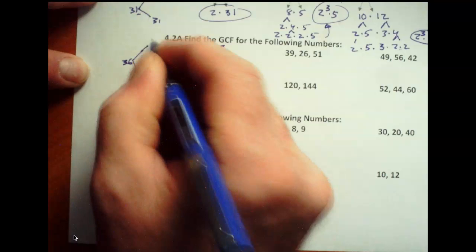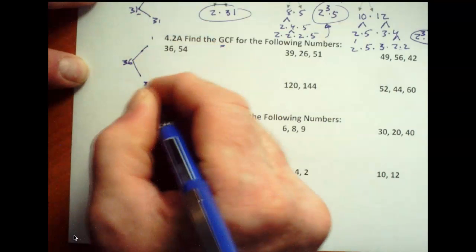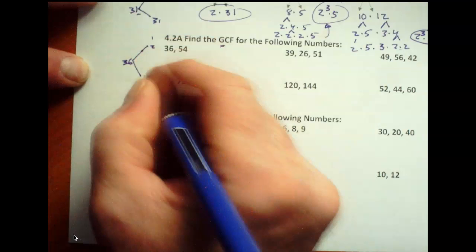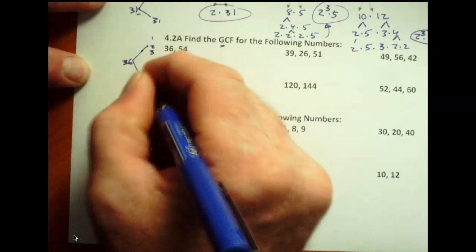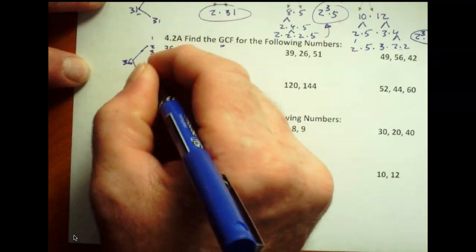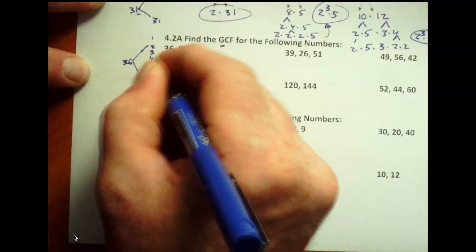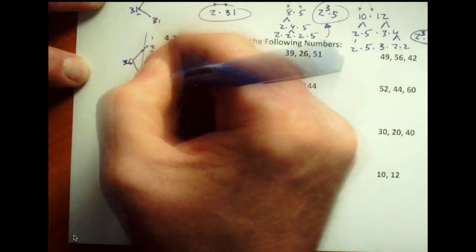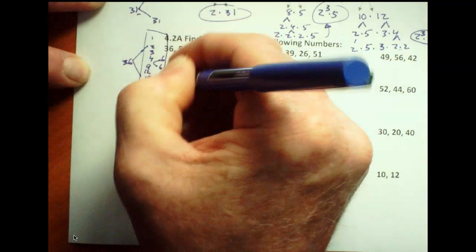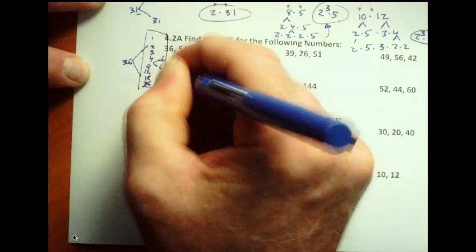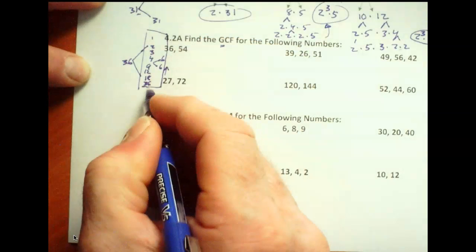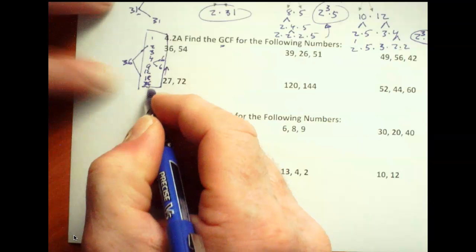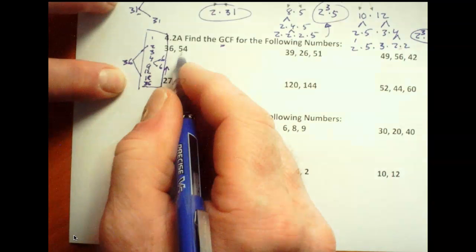Factors of 36: 1 and 36, 2 and 18, 3 and 12, 4 and 9, and I'm going to squeeze my 6 and my 6 in. I put a box around those, and then I just simply put a little arrow here. I'm simply starting to ask from the bottom up. We're looking for the greatest number. So this is the greatest possible. Does 36 go into 54?